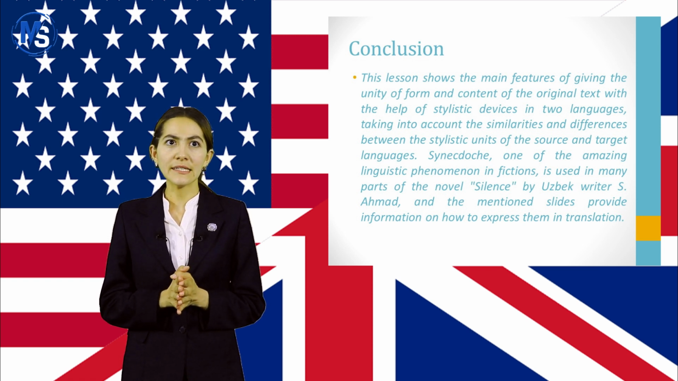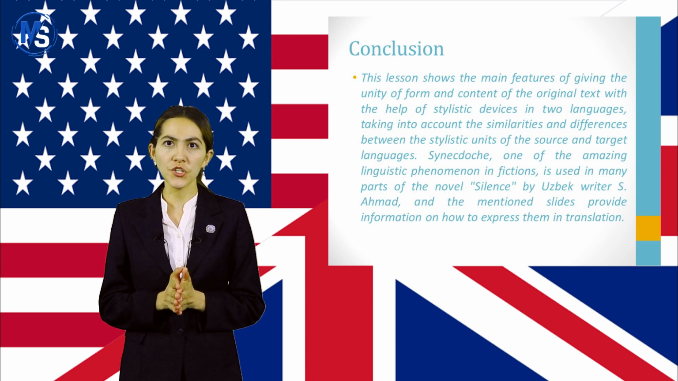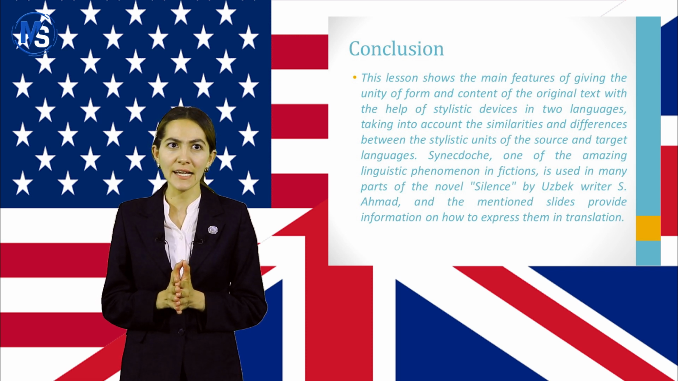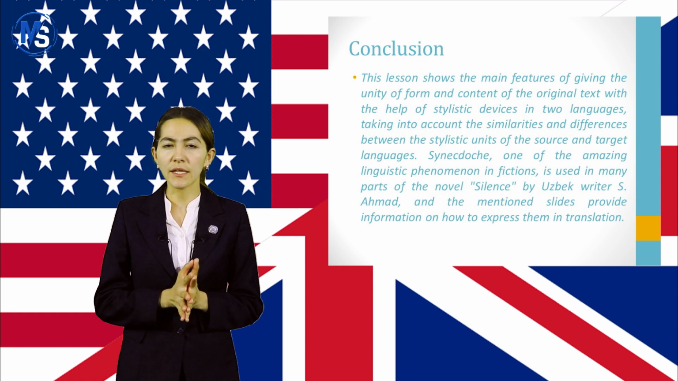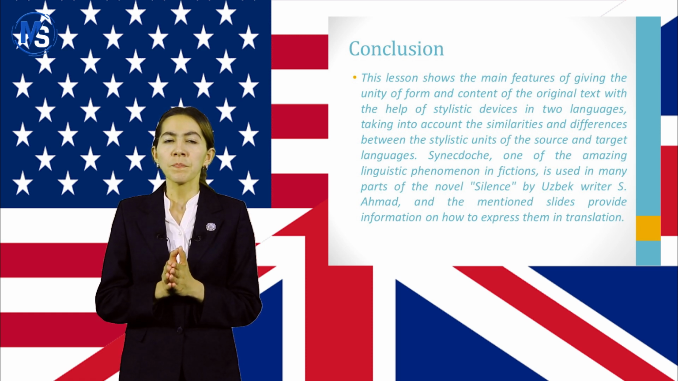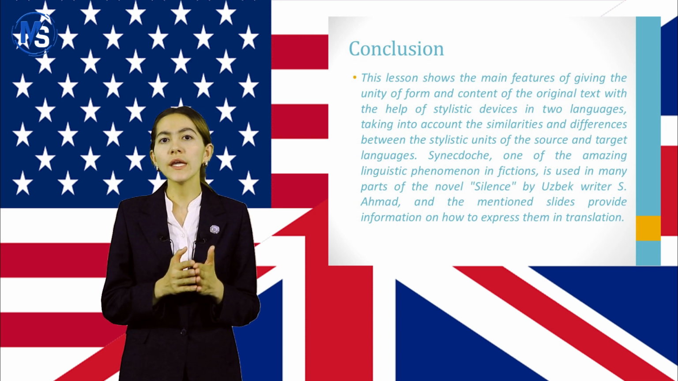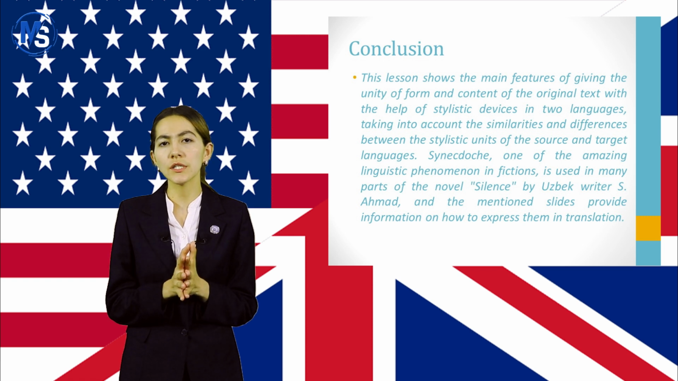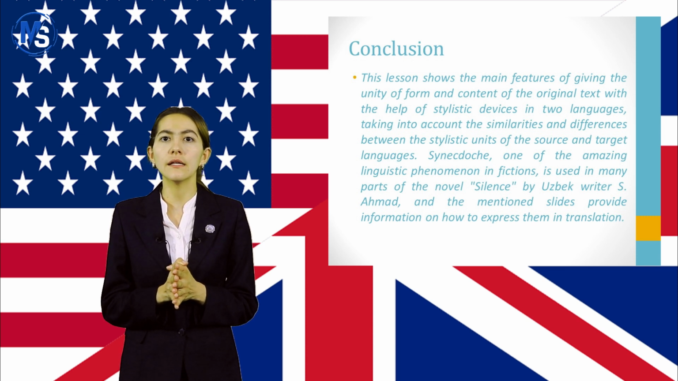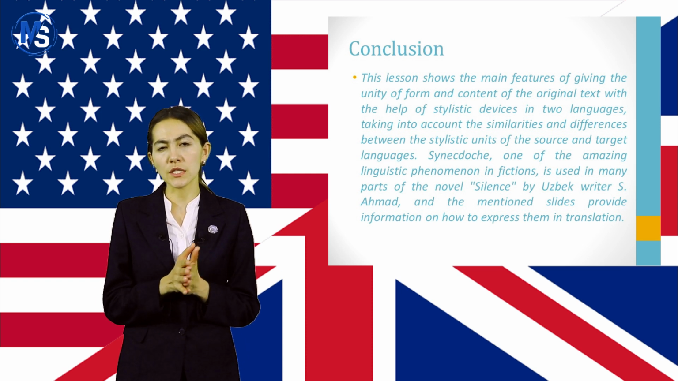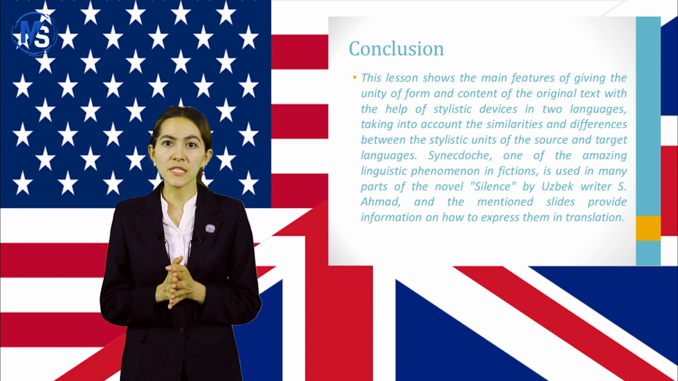This lesson shows the main features of giving the unity of form and content of the original text with the help of stylistic devices in two languages, especially their similarities and differences. We studied synecdoche, one of the amazing linguistic phenomena, and it is used widely in Jimjitlik.